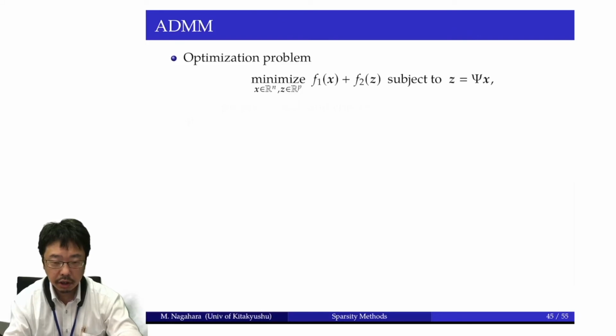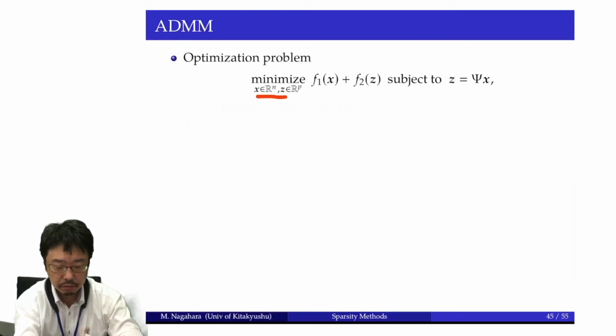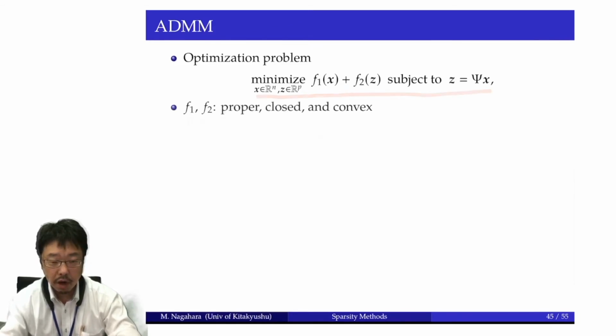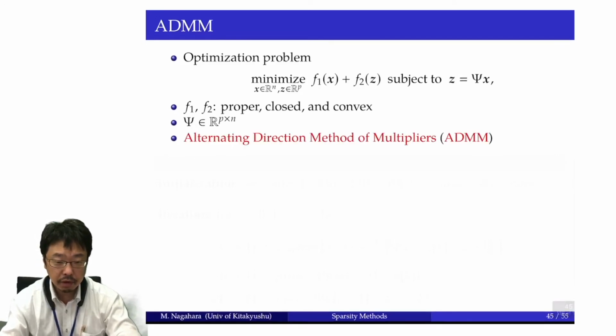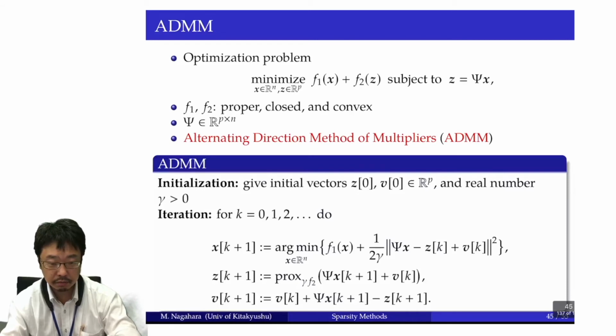Let us consider a general optimization problem described by this, where f1 and f2 are proper closed and convex functions, and psi is a matrix. For this problem, an algorithm called alternating direction method of multipliers, ADMM for short, is available. The algorithm is this.